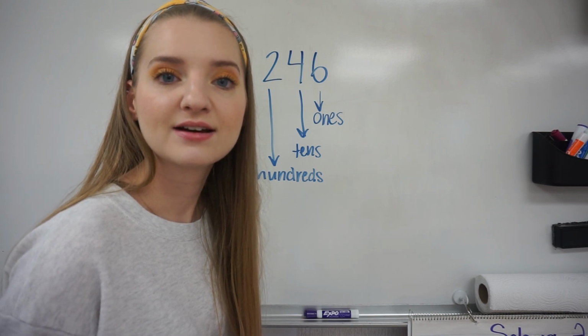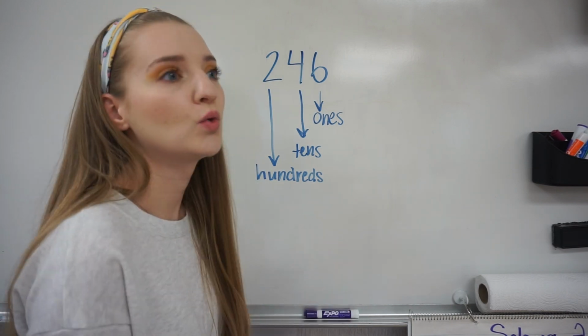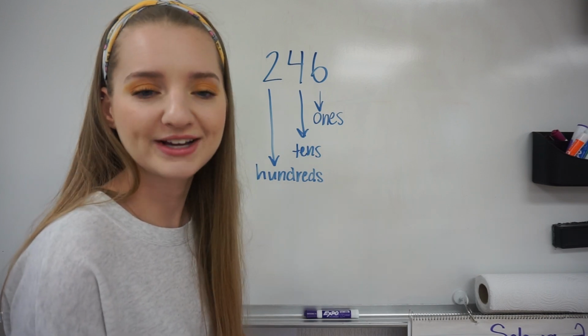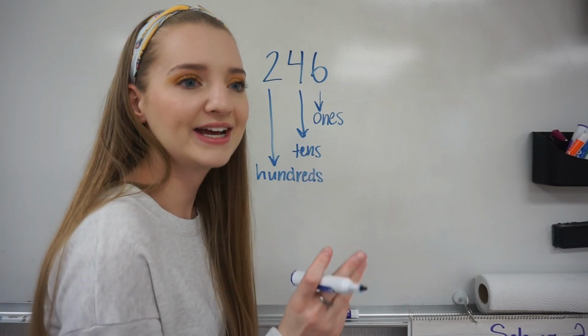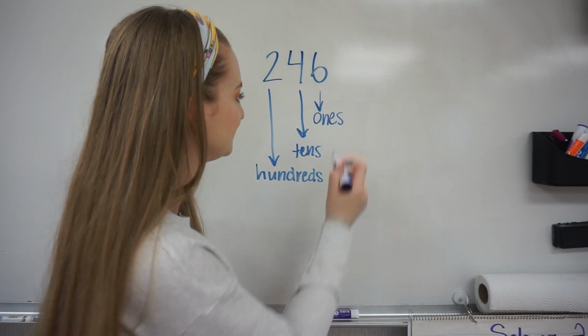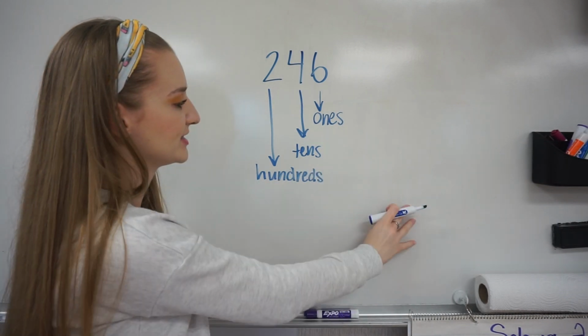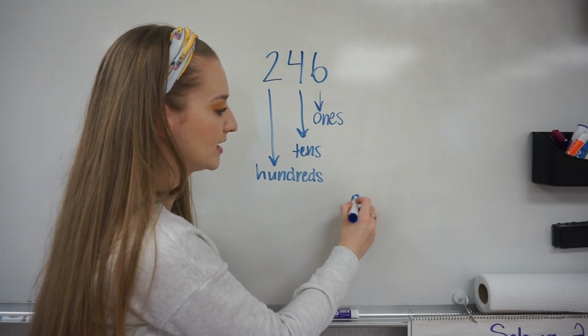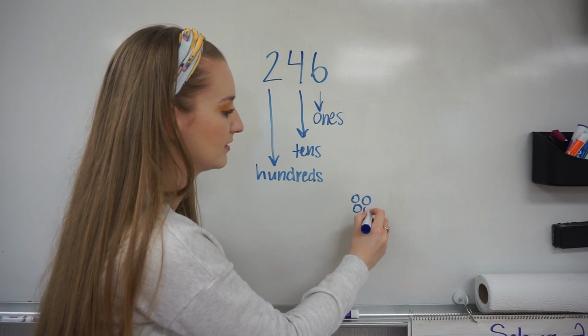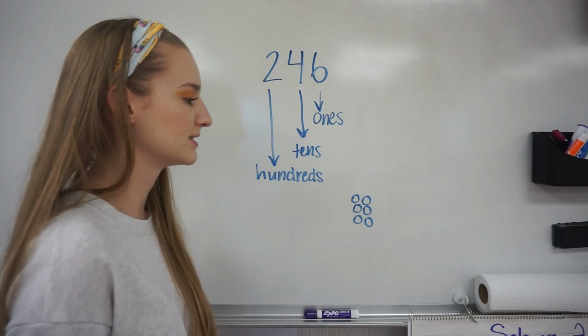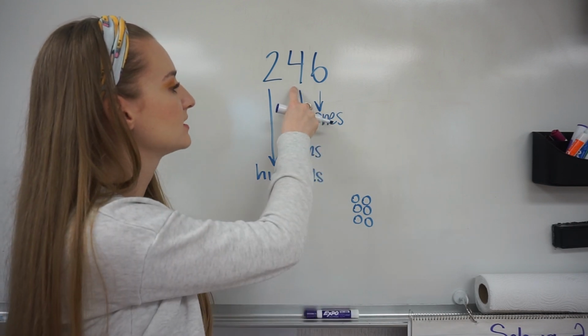Can anyone tell me what kind of drawing or shape we use to represent the ones place? Yes. Good. A square or a circle, whatever you find to be easiest. I generally do circles. So let's represent the problem down here. We're kind of going in an opposite order, but that's all right. I've got 6 ones.